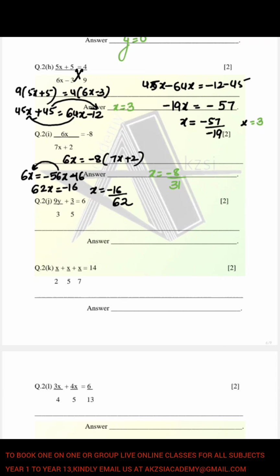So numbers on one side. I need to transpose 3 over 5 onto the right hand side. So 9y over 3 equals 6 minus 3 over 5. Now we cannot add or subtract if we don't have the same denominator.